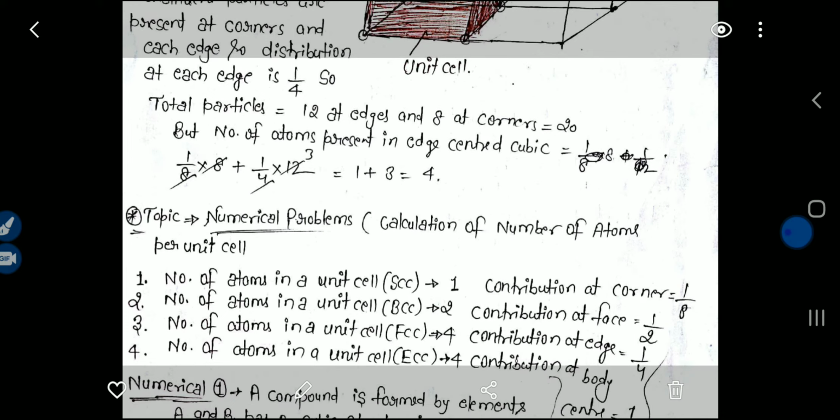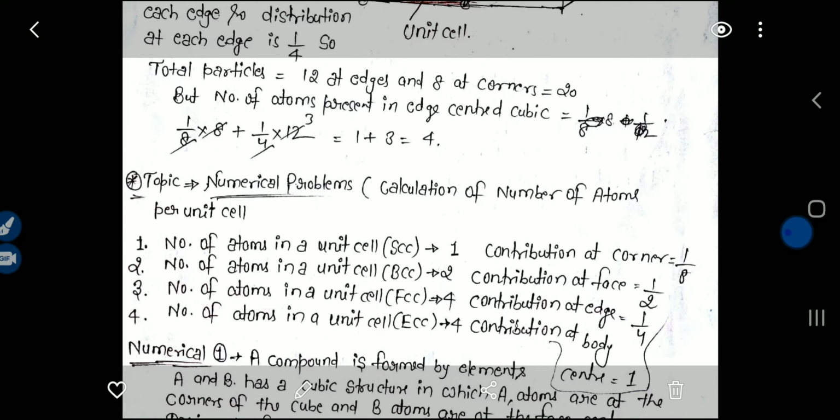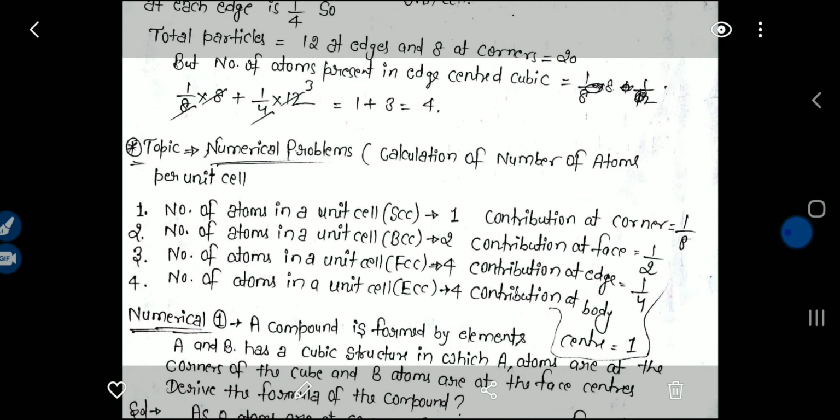Now the next topic is numerical problems based on the calculation of the number of atoms per unit cell. The number of atoms per unit cell in SCC is 1, in BCC is 2, in FCC is 4, and in ECC is also 4. And the contribution at a corner, you know, is 1 by 8, at the face 1 by 2, at the edge 1 by 4, and at the body center, 1.